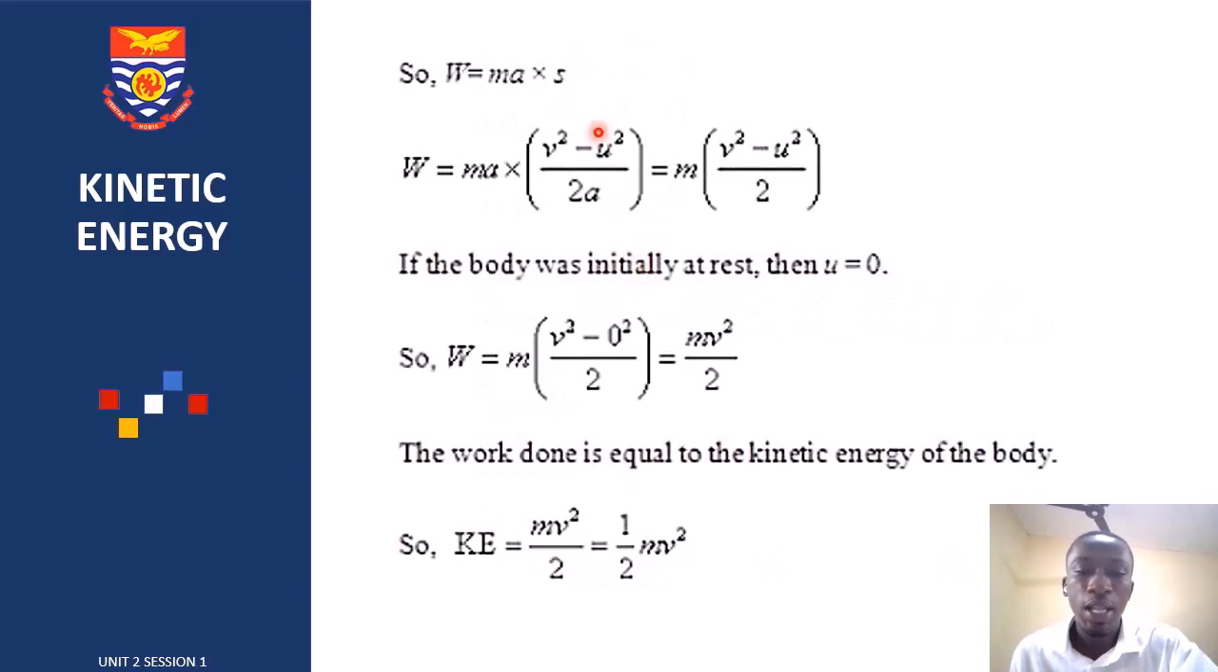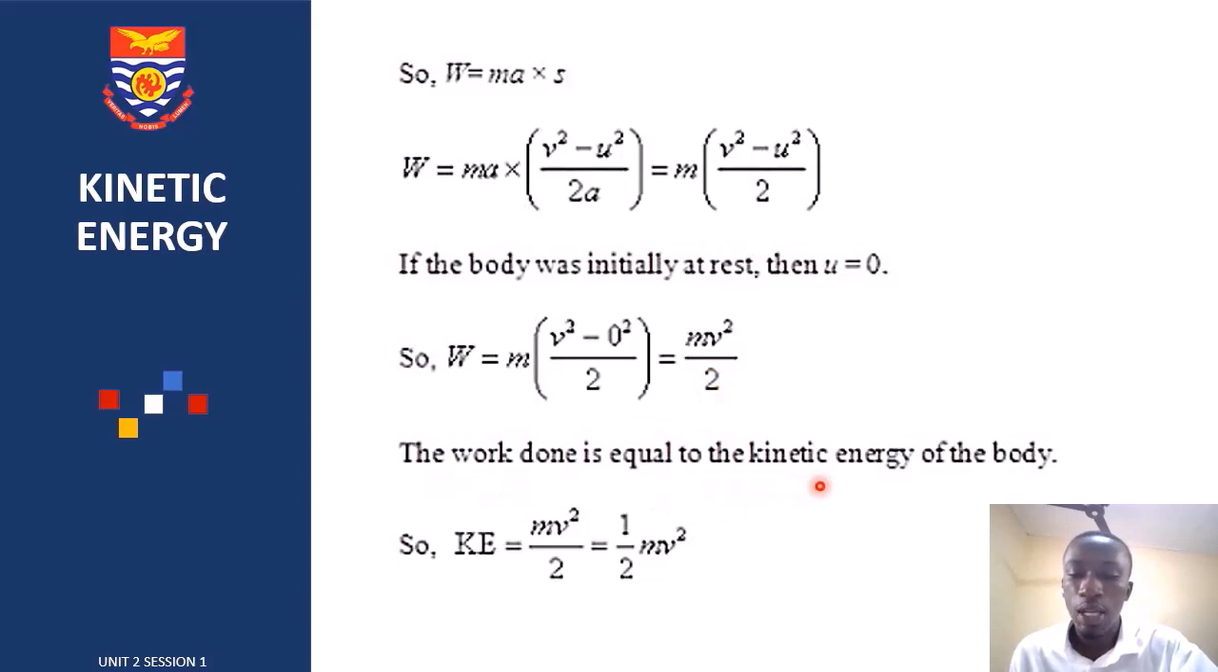And we can replace the displacement with the formula that we derived earlier, so that we get ma times the displacement, that's v squared minus u squared all over 2a. We have a here and a here, that's the acceleration, which can cancel out. So in case the body has an initial rest, meaning our u is going to be 0, we have our final answer to be what? mv squared over 2.